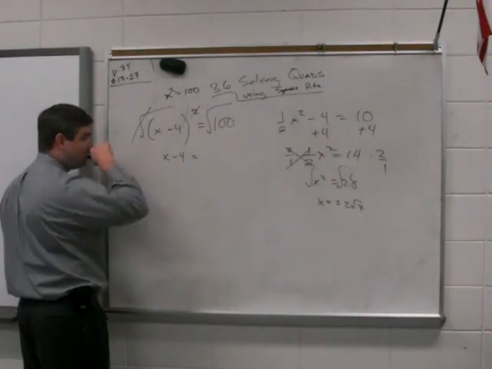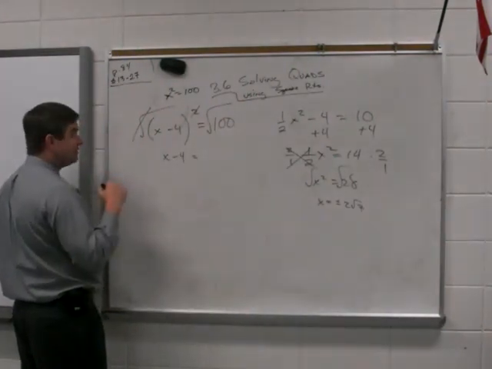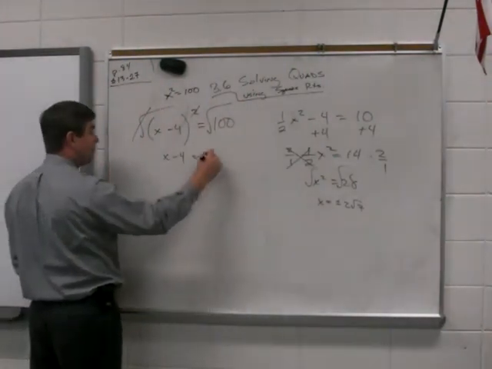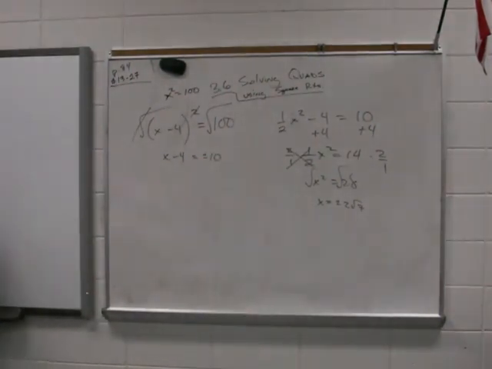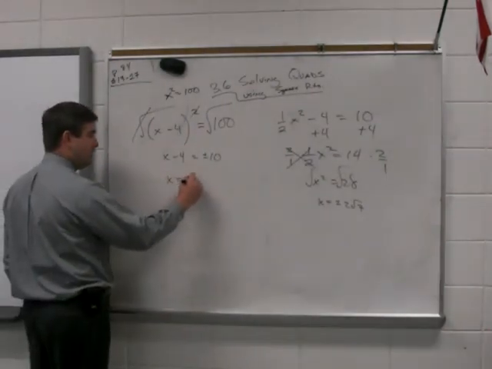Over here, what do I get? Not 10. Plus or minus 10. You better get plus or minus 10. Don't forget plus or minus. Now what do we have to do to solve? What do we got? One more step. Add 4. Add 4. Then what do you get? X equals plus or minus 14.